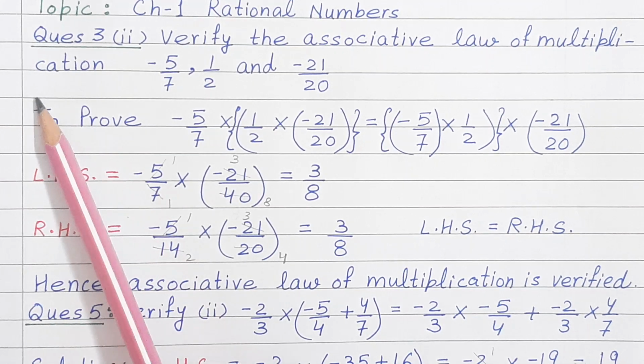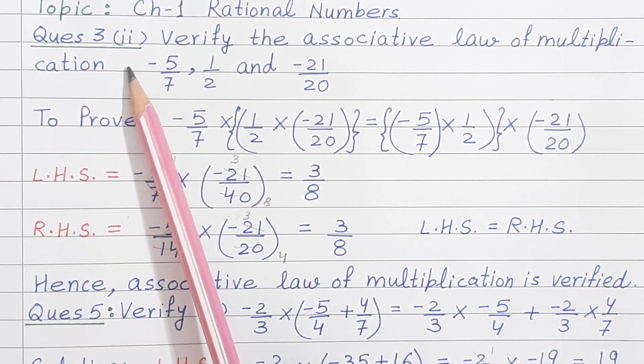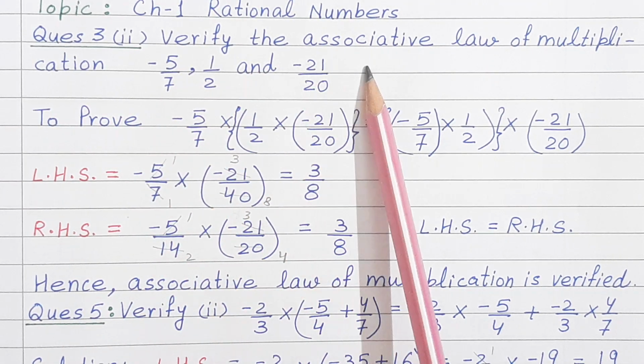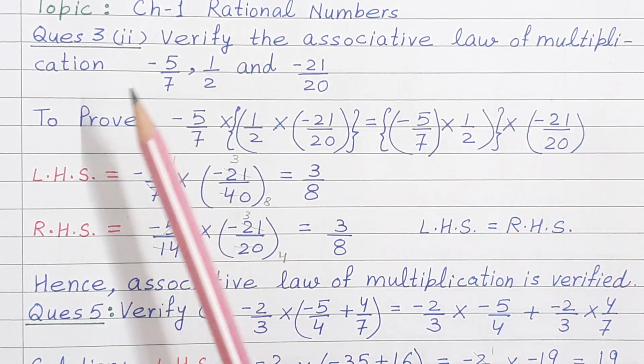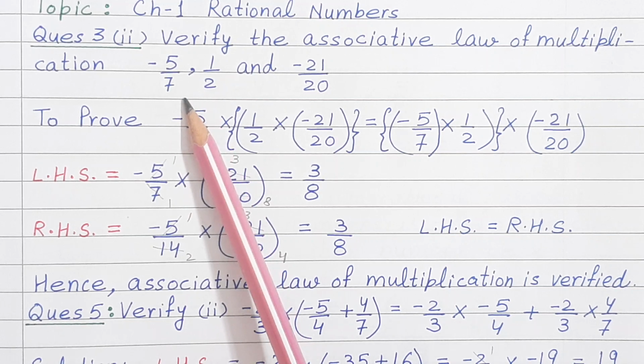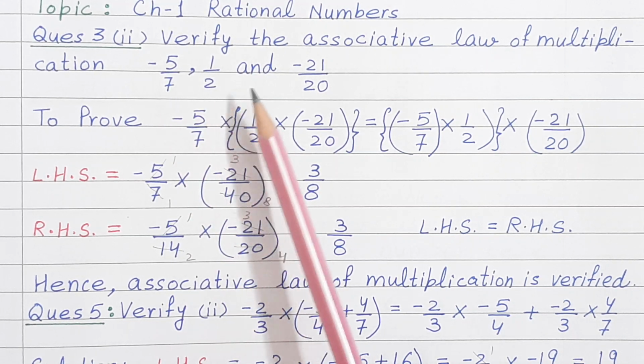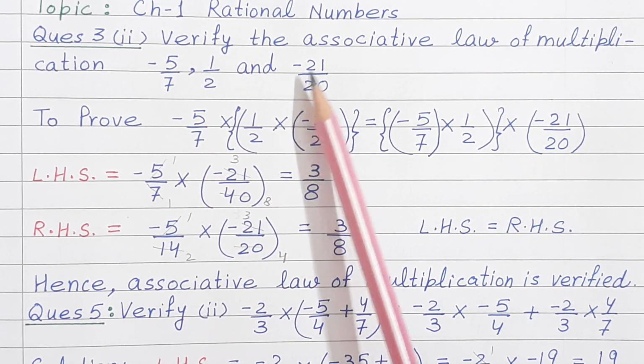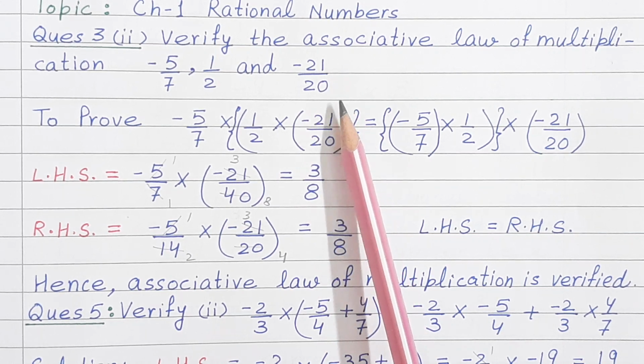Now let us move to the next question. Question number 3, second part. Verify the associative law of multiplication. And the numbers are minus 5 upon 7, 1 by 2 and minus 21 upon 20.